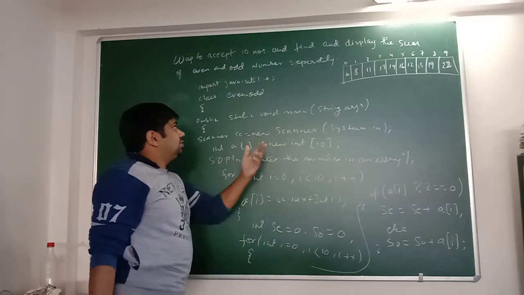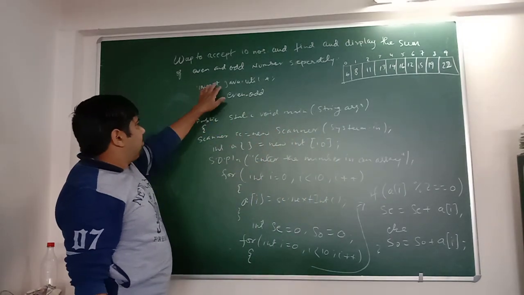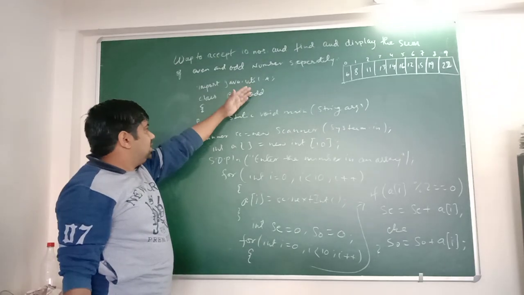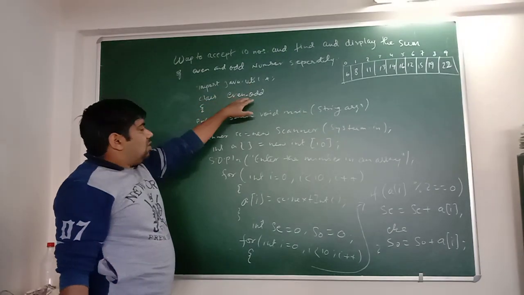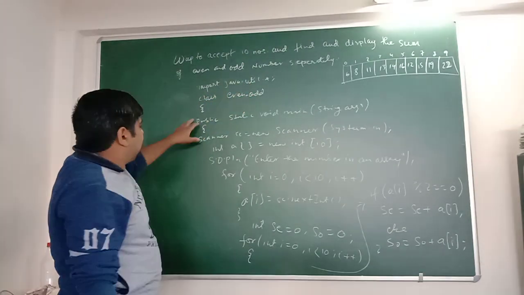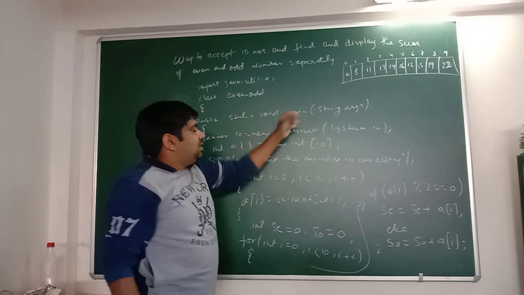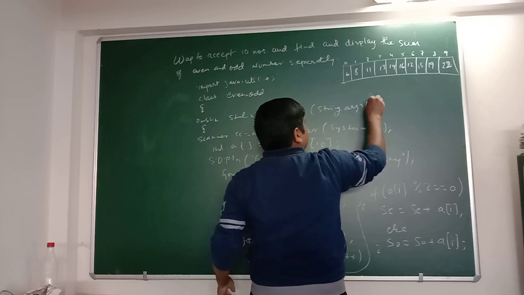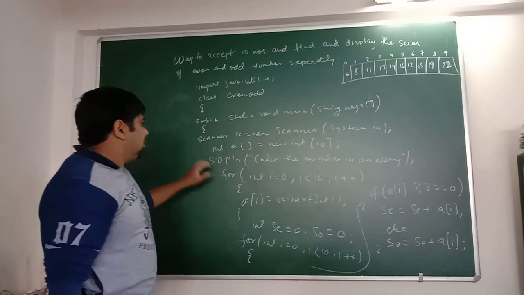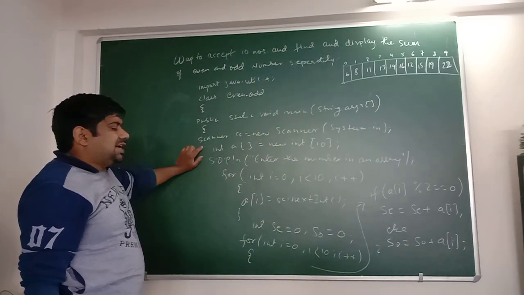So how are you going to store them inside the array? This is the program. Input java.util.* class EvenOdd. As I said, you can give any name. And then we move on to the main method of the program: public static void main(String args[]), and then we are going to create a Scanner class.